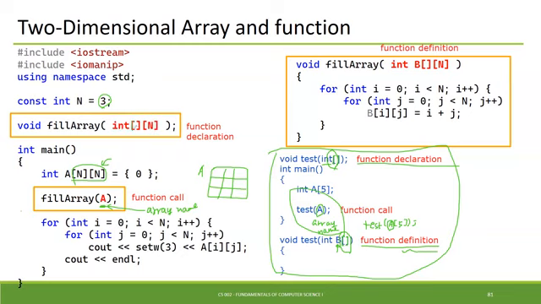So you must provide 2 brackets, and in the definition as well, 2 brackets. And one more thing: the first bracket can be empty. You don't have to put the size there. However, you must put the size of the column. So this is not possible. Look at this one, void fill array int.